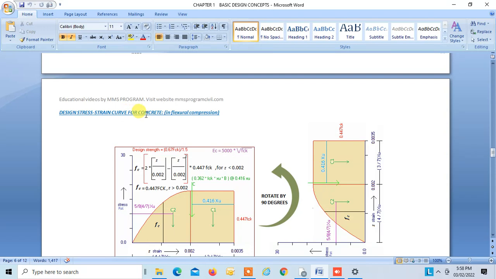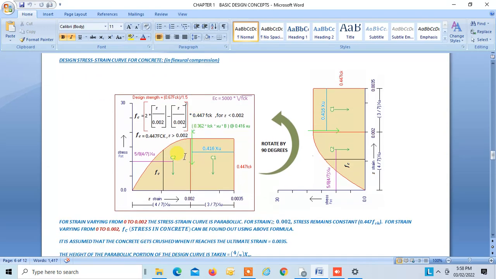Design stress strain curve for concrete in flexure compression. This is the detailed graph shown over here. First, strain varying from 0 to 0.002. This is strain, this is stress. This stress strain curve is parabolic, right?